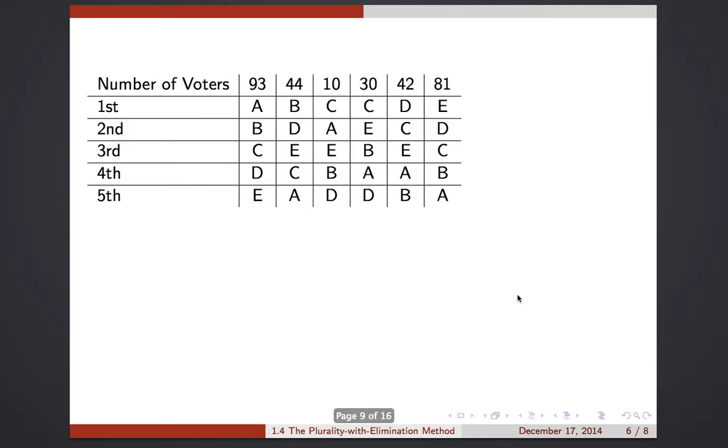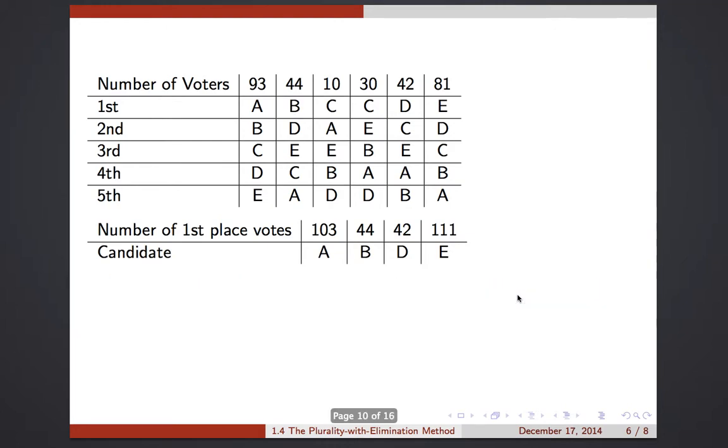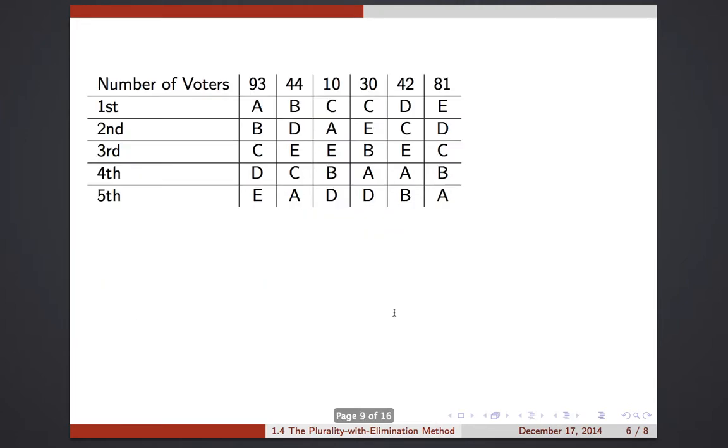So the first thing you do is you ask, does any candidate right now have a majority of votes? Well, no. There are a bunch of votes here, like more than 200 of them. So right now, nobody has a majority. So since nobody has a majority, what you do is you just kick out the person with the fewest first place votes. Unfortunately for candidate C, that's him. So take this 40 and just kick C out.